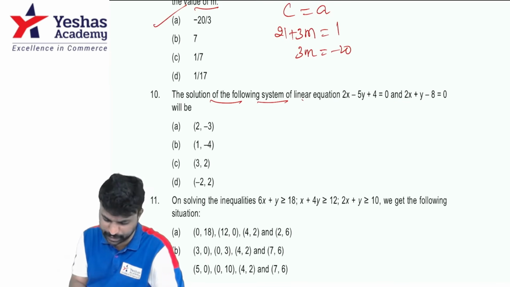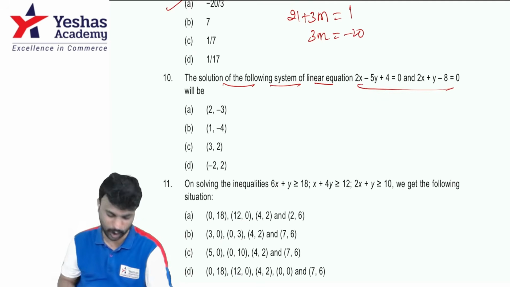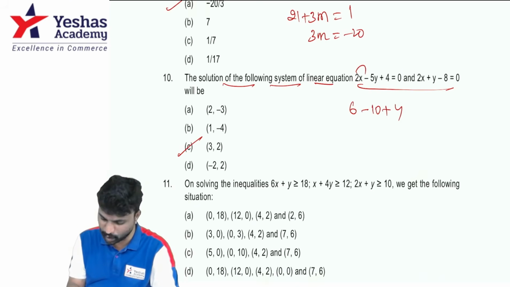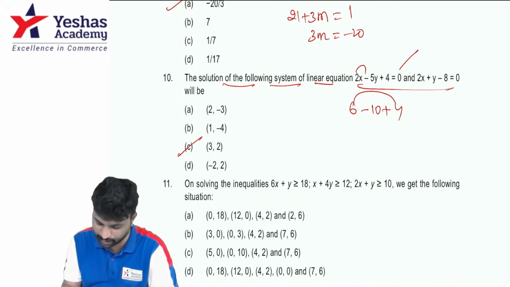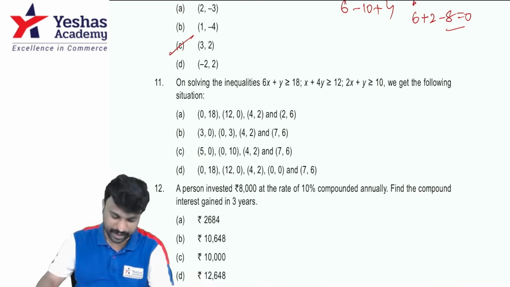The solution of the following system of linear equations is, guys, just by option hitting we can solve it. If I hit option C, 2 3s are 6, 5 2s are 10 plus 4, which becomes what? 6 plus 4 is 10, 10 minus 10 is 0. So the first equation gets satisfied. Second equation, 2 3s are 6 plus y value is 2. 6 plus 2 is 8. 8 minus 8 is 0. Even the second equation gets satisfied.